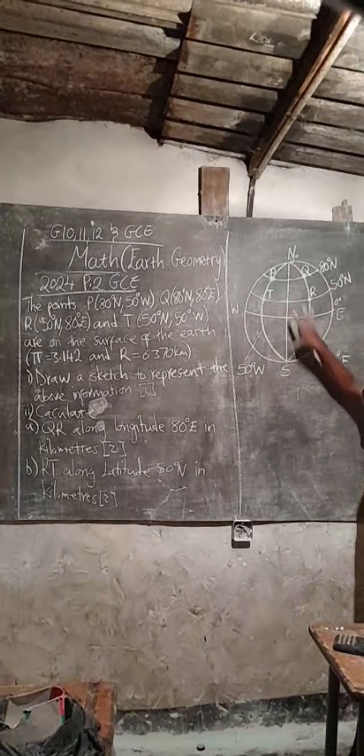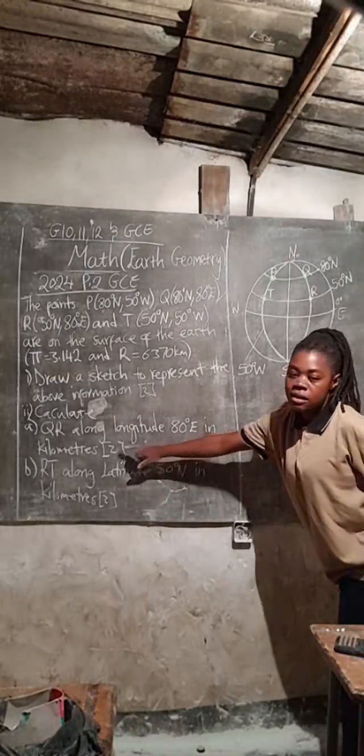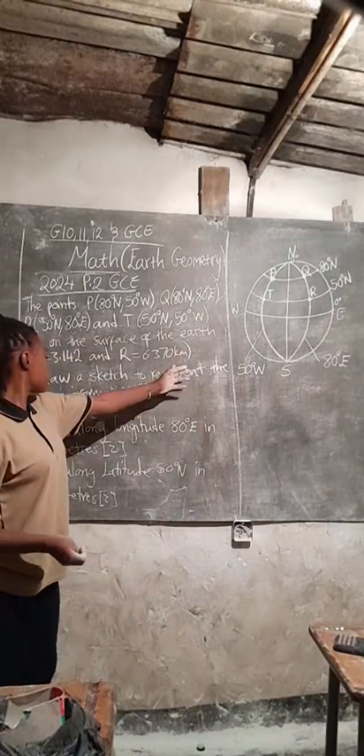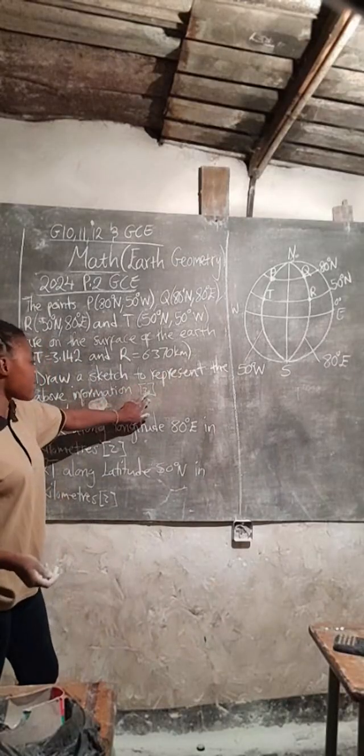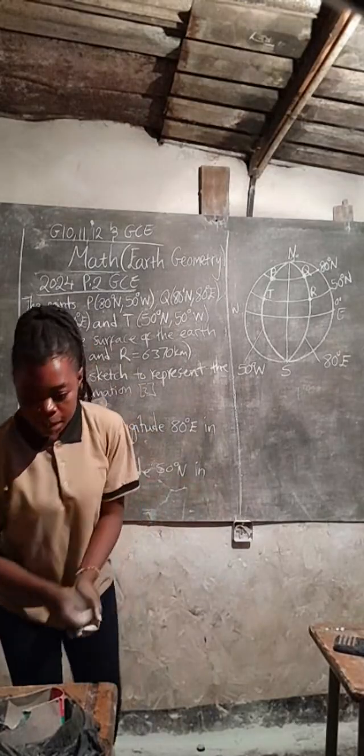Our point T, which is at 50 degrees north and 50 degrees west. So it is there. So if you draw this in the exam, you're having how many marks? 2 marks. They said draw the surface of the earth or draw the sketch representing the above points. 2 marks. So we have drawn that.